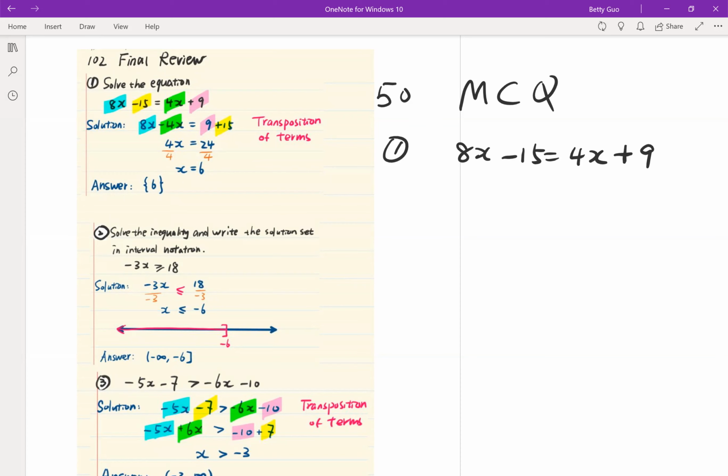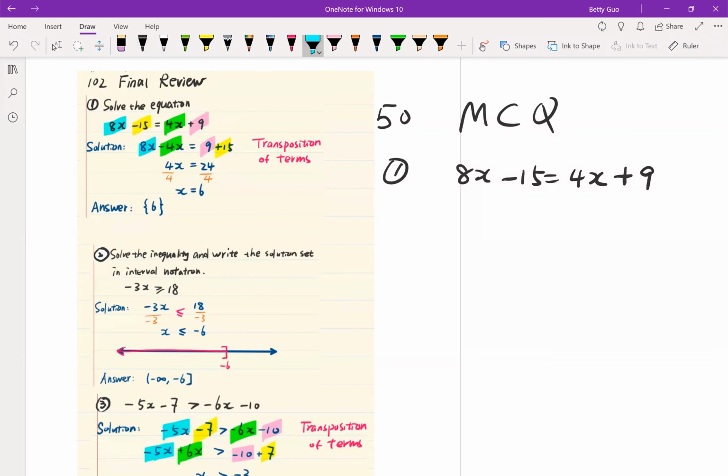Allow me to color them differently. We have a blue term and a yellow term. On the right-hand side, we have a green term and a pink term. In order to solve the equation for x, we need to isolate x on the left. To do that, we need to have the variable terms together on the left first. So we're going to apply the transposition of terms, the technique we have learned, to collect like terms.